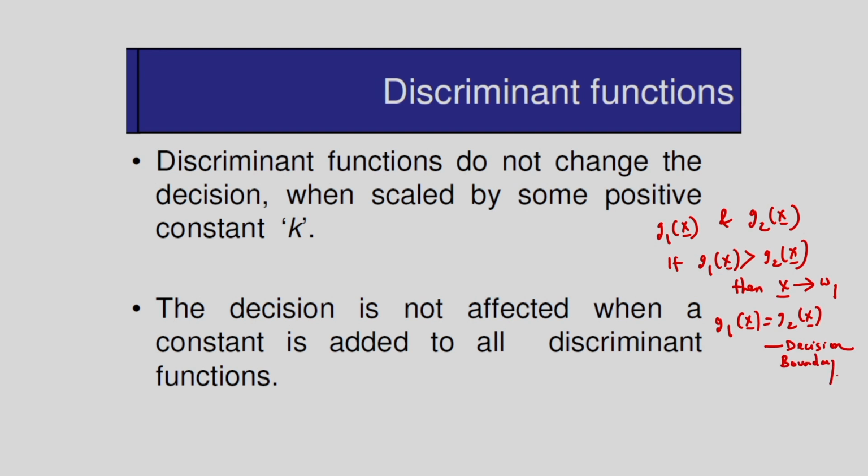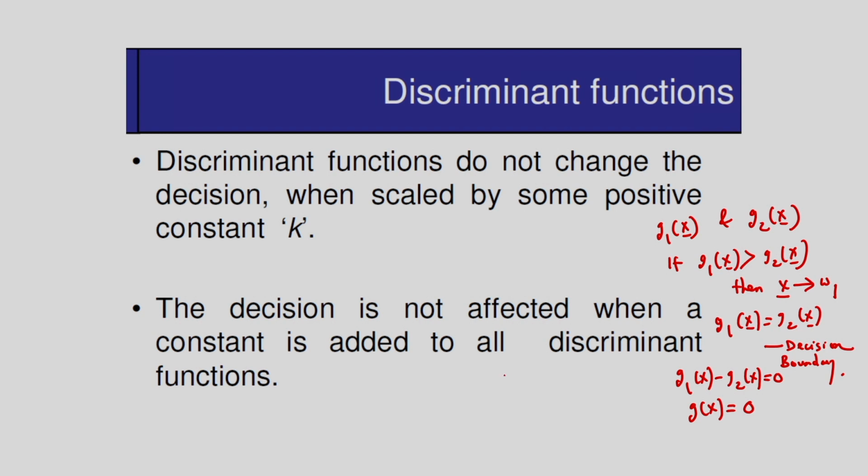So this equation means g1(x) minus g2(x) is equal to 0. That is the equation of the decision boundary. So I can write it like this, that means g(x) is equal to 0. So that is the equation of the curve.